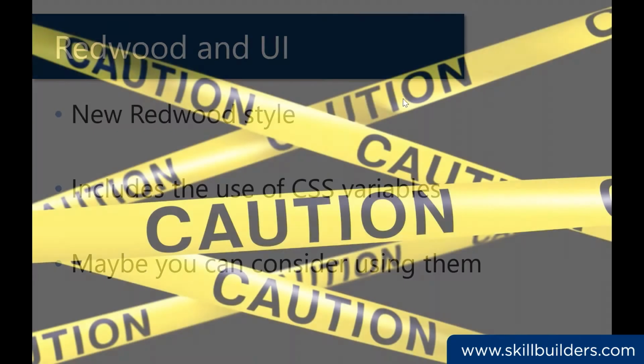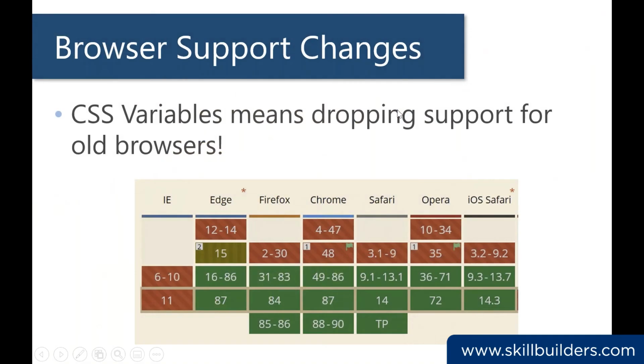However, it's not all sunshine and rainbows here. As it turns out, CSS variables mean you're going to be dropping support for some older browsers, most notably IE. But this is what the Apex team has already said in the release of 20.2.